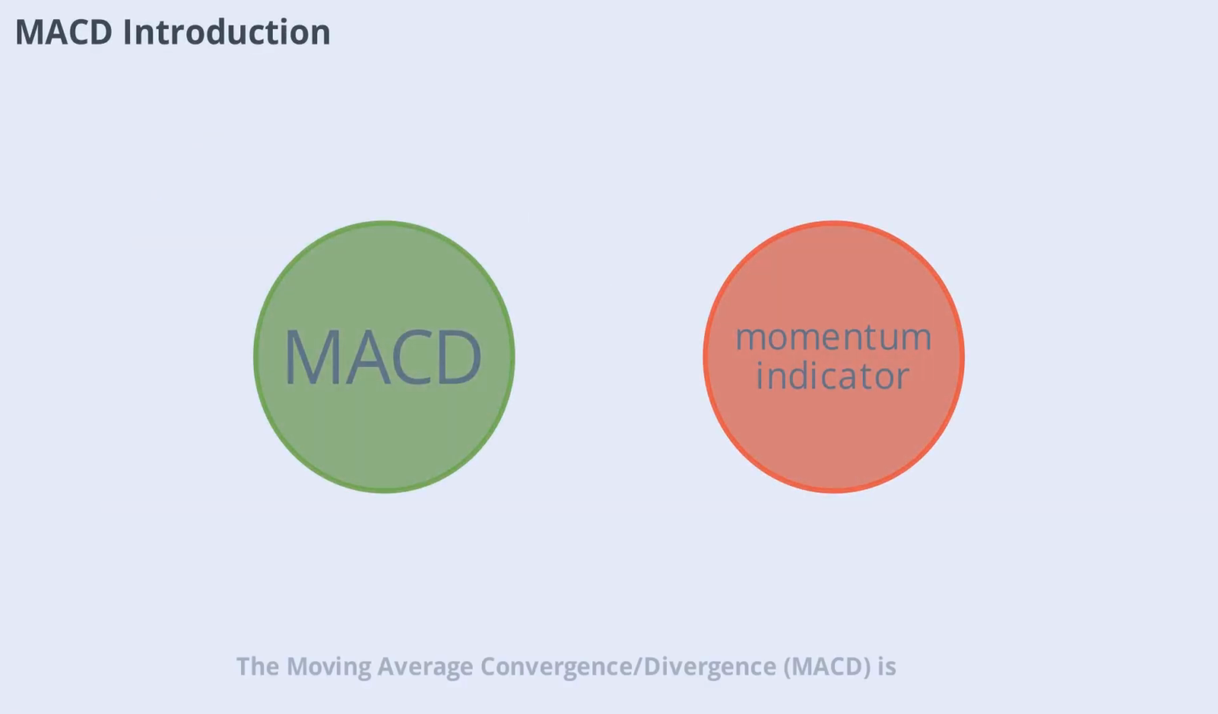The moving average convergence divergence, MACD, is a widely used trend-following momentum indicator. It shows the relationship between two exponential moving averages, EMAs, of a security's price. The MACD line is calculated by subtracting the 26-period EMA from the 12-period EMA. A 9-day EMA of the MACD line, called the signal line, is plotted on top of the MACD line and acts as a trigger for buy or sell signals. Understanding MACD is essential for identifying market momentum and timing trades effectively.